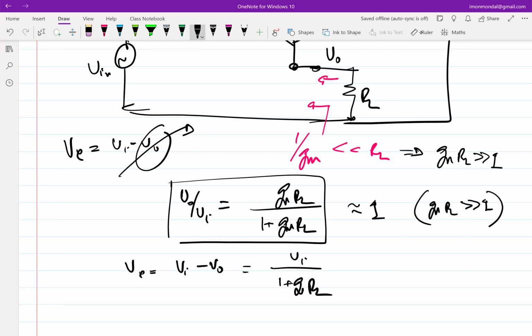I'm not sure whether I answered your question, but if not, can you repeat your query? Because if V naught upon VI is always nearly equal to 1... It's not necessarily always equal to 1. If GMRL is much more than 1, then it's always going to be equal to 1, so I don't need to worry. Are you talking about this particular architecture or a general architecture? In this particular architecture, you have to set GMRL to be much greater than 1. Then you don't have to worry.